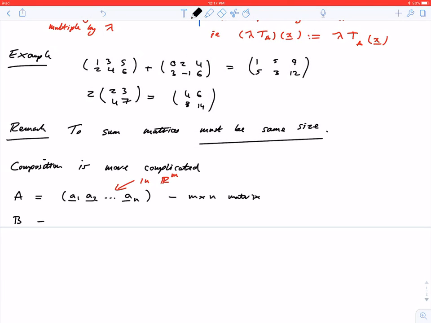Let me choose a B, which is equal to, well, B1 dot dot dot to BP. And I want this thing to be an N by P matrix. So I'm choosing different size for the matrix. Again, these guys now are going to be in Rn. So this is kind of confusing. We have different size matrices. Why have I done this?